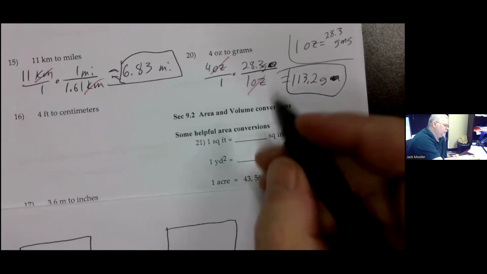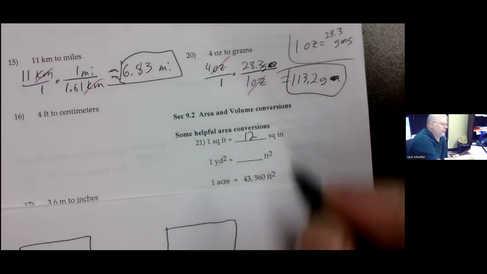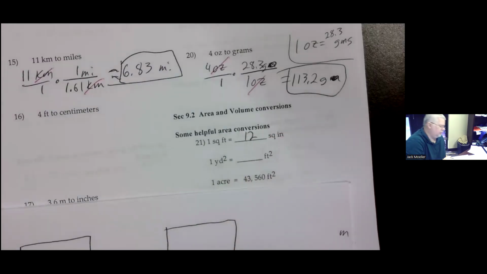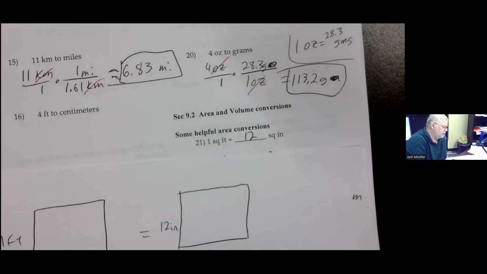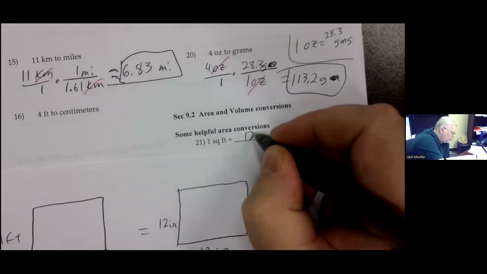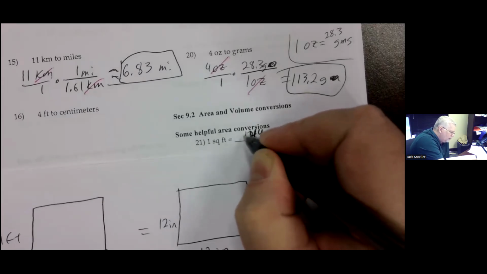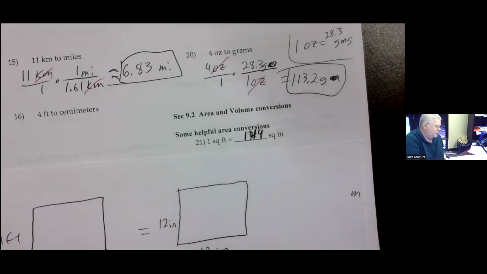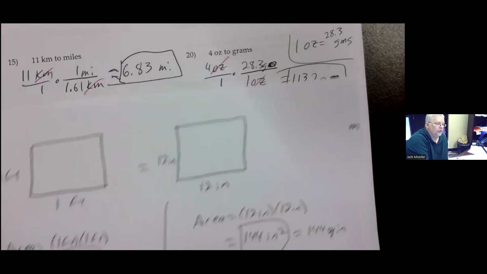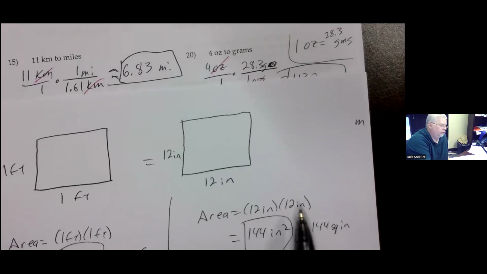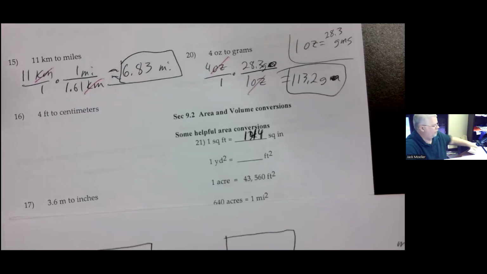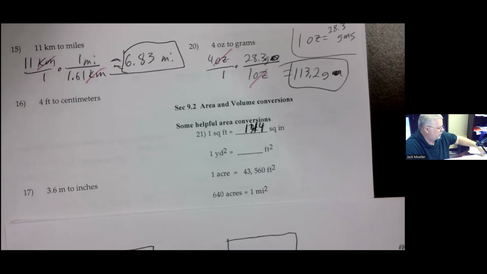The common mistake students make when dealing with area and volume is not squaring or not cubing. Sorry, I wrote it wrong. 144, sorry. I did all that math and then wrote down the wrong answer. So 1 square foot is 144 square inches because we have to do 12 times 12 since we're dealing with a square. Now, if you look on the next page, we have this with cubic for volume as well.